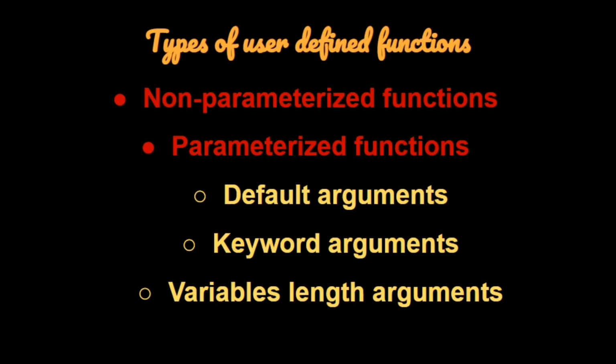Now first we have non-parameterized, and the second one we have parameterized functions. Now what are non-parameterized functions? If you know about inbuilt functions or you've seen my previous video, you might know that whenever we used to call, let's take the example function sum or function length, we always had to pass a certain list or a certain variable inside it, right?